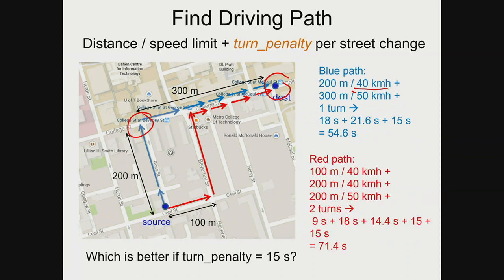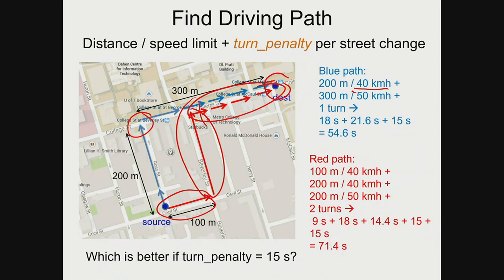For the red path, the distance is actually the same. But this is a slower street. So we go 100 meters on a slow street, divided by 40 kilometers an hour. We go 200 meters on a slow street, divided by 40 kilometers an hour.